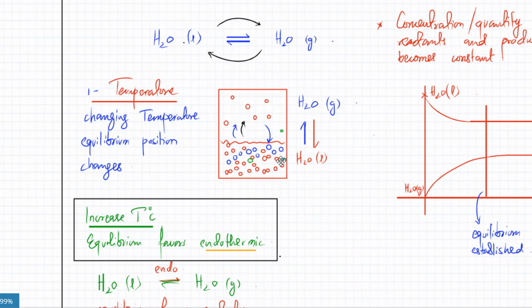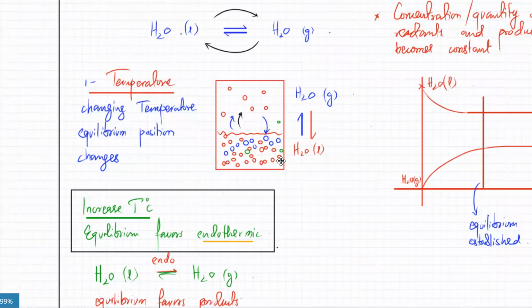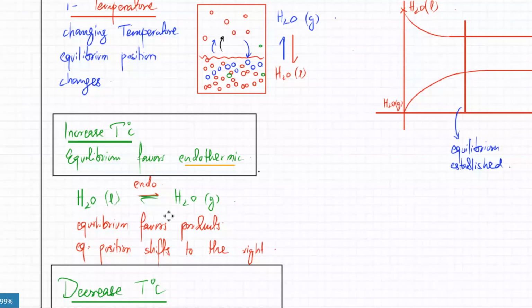But anyways, what will happen is in दोनों में से one of the reactions would become faster, which in this case would be the endothermic, more evaporation. So equilibrium would favor products. There would be a lot more products produced, lot less reactants, and the equilibrium position would shift to the right.